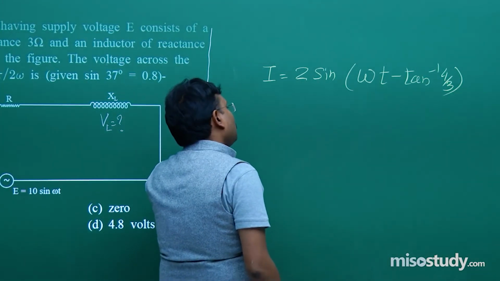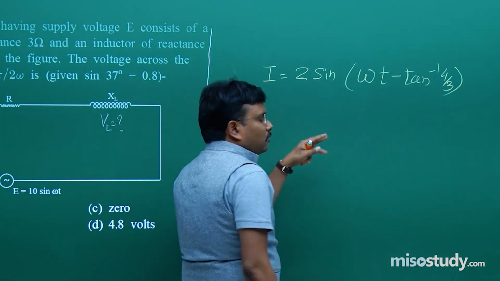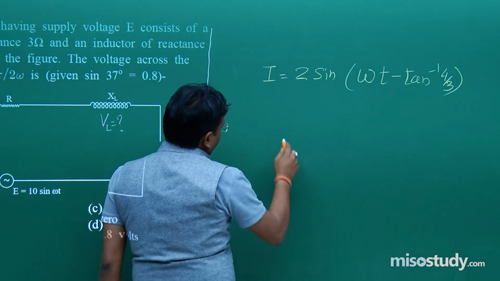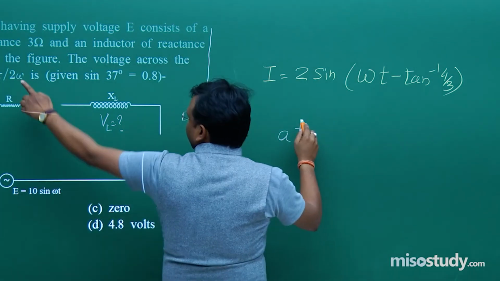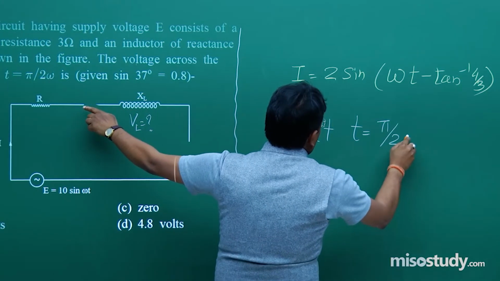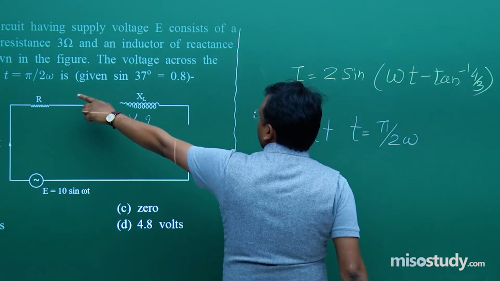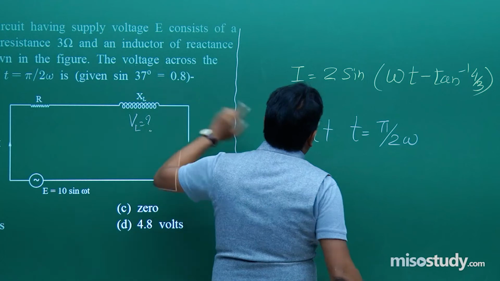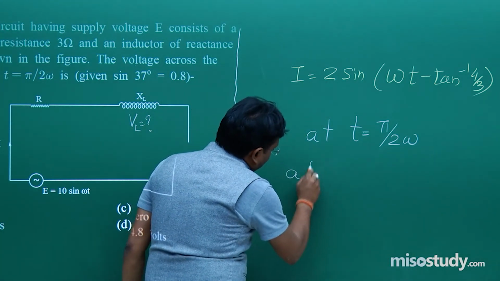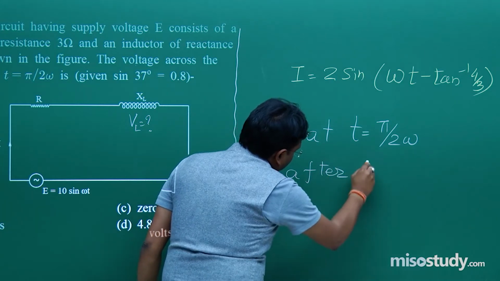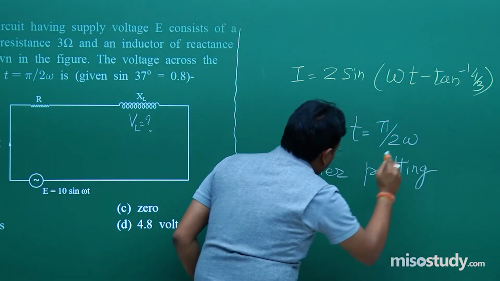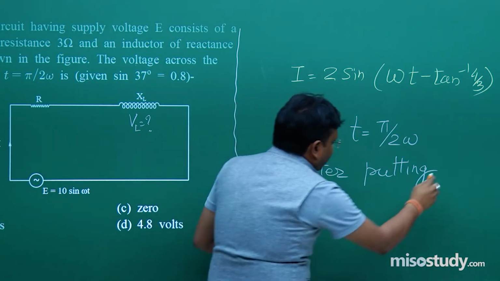Directly putting the values, that is tan inverse 4 by 3, that was 53 degrees, which we calculated just 2 minutes back. So at t is equal to pi upon 2 omega, after putting values, the trivial calculation part I am skipping.